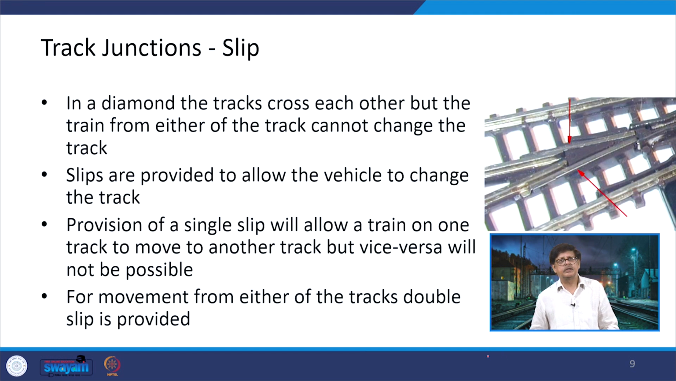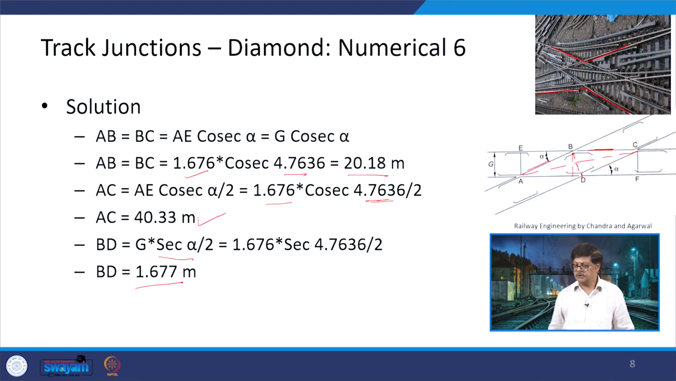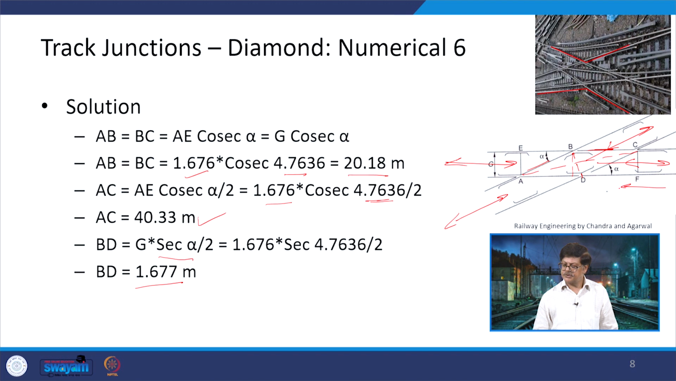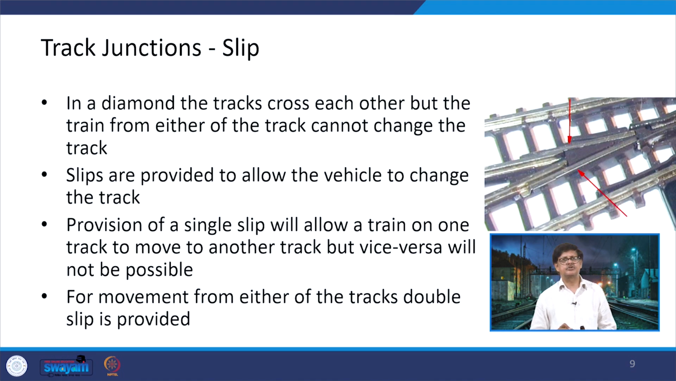Let us talk about another case, the slip. Now, in the case of a diamond crossing, what we observed is that if the train is coming from this direction, it will keep going straight in this direction, or if a train is coming from here, it will keep going in this direction, or vice versa. But there is no possibility that the train coming from this direction can take a turn here. This is not at all possible. Similarly, a train coming from this direction cannot go in this direction. So, to solve it, the slip is the solution here.